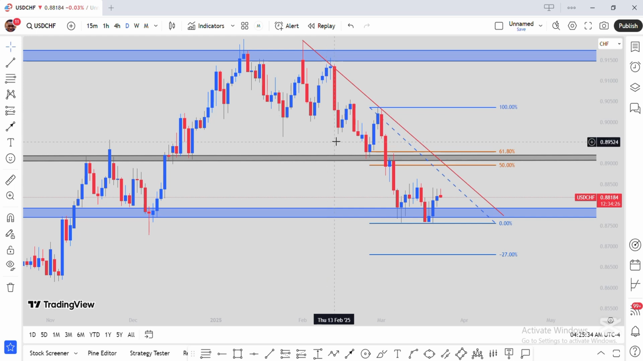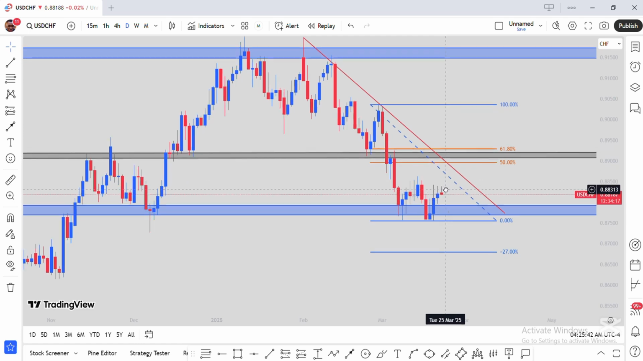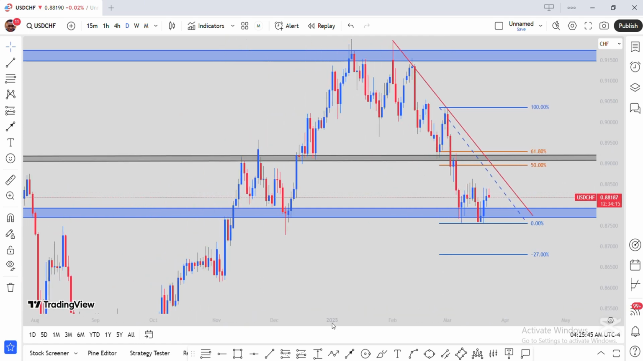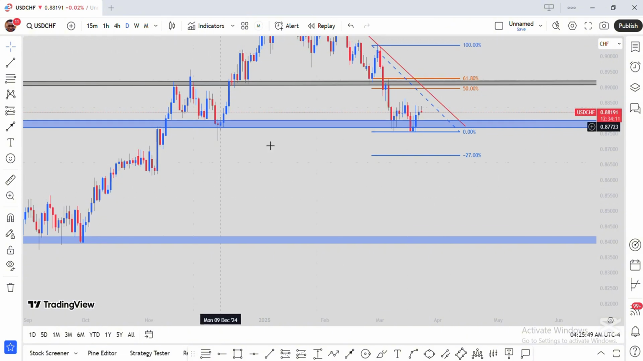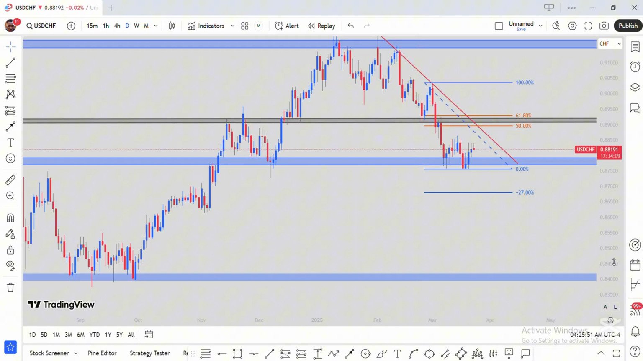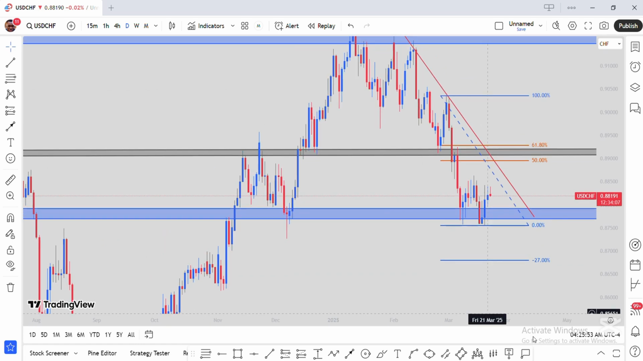So I'll just be looking to sell after price retraces and creates a higher high and a higher low around this region. If price retraces and creates a higher low, then I'll be shorting the market to the downside and I'll be following the overall direction of the market. So that's what I thought is going to happen on USD as well.